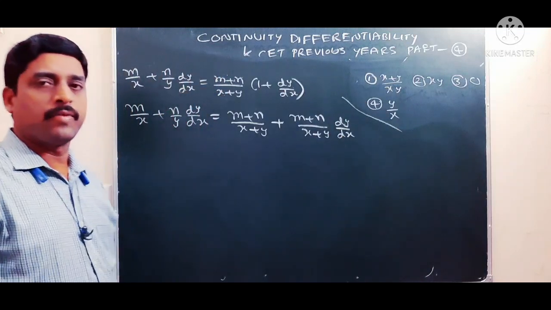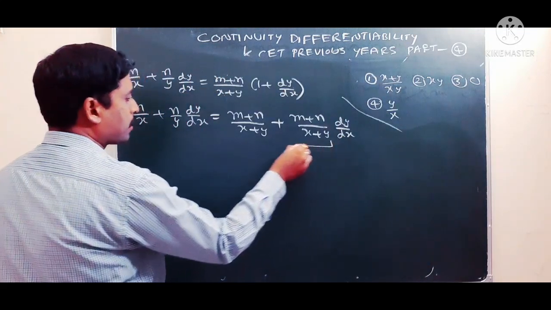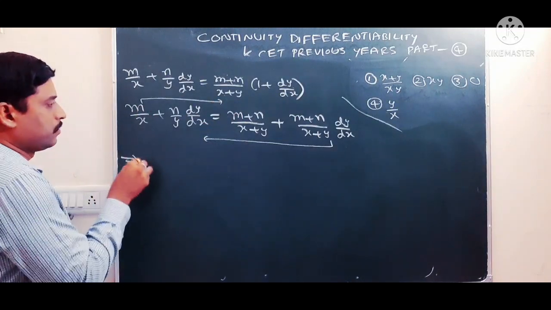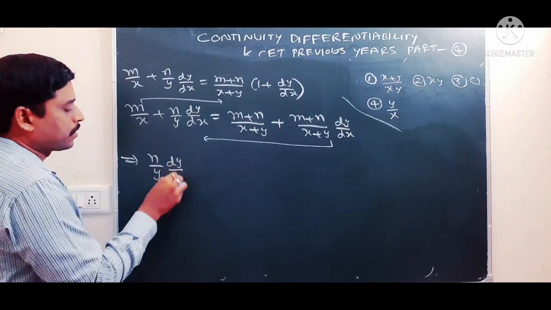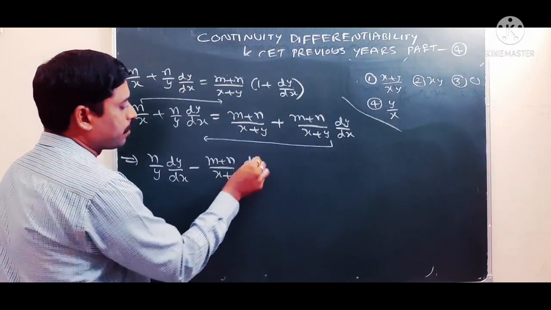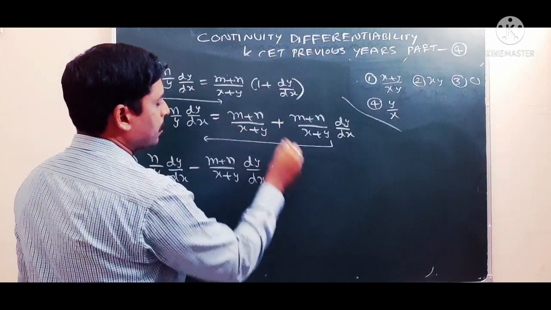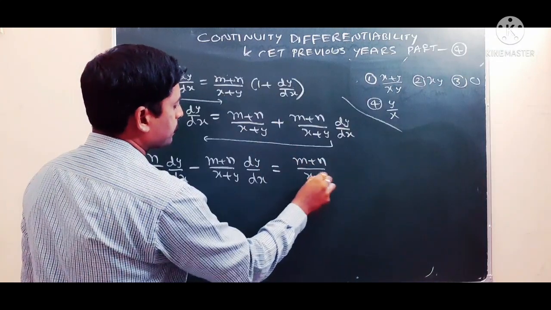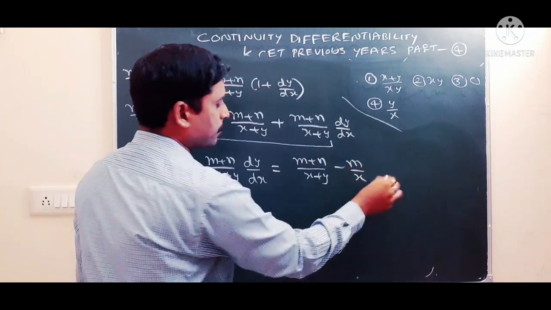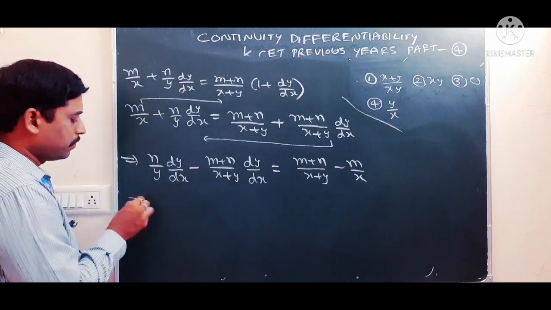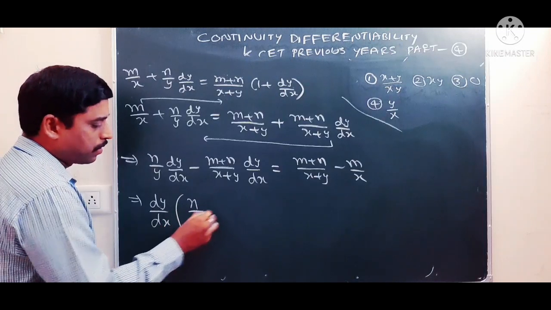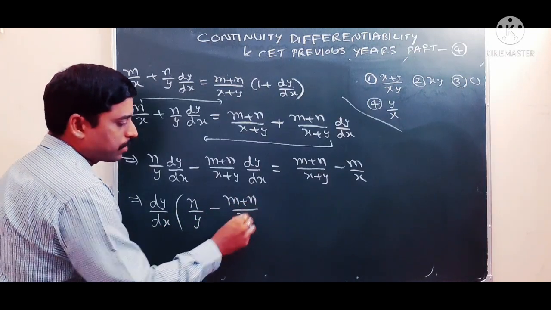But what is our target? The dy by dx value. So this dy by dx term, bring to the left side. This m by x, bring to the right side. Now this will be n by y dy by dx minus (m plus n) by (x plus y) dy by dx is equal to (m plus n) by (x plus y), and positive m by x brought to the right side becomes minus m by x. On the left side, take dy by dx out common, so the remaining value is n by y minus (m plus n) by (x plus y).